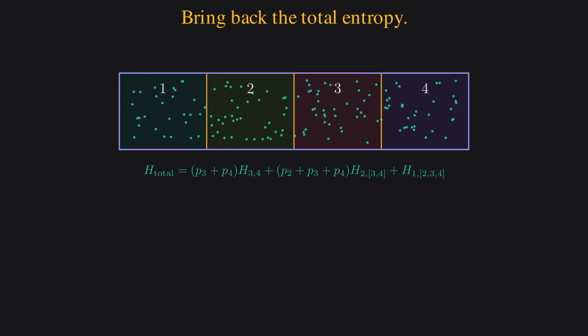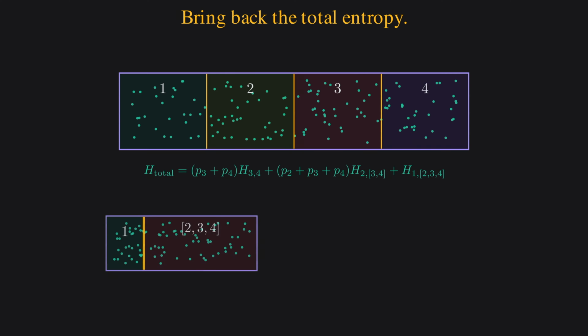But what is its relationship with one of the earlier examples we saw? So let's bring in an example, say a quarter and 3/4 partition. This corresponds to the merging of region 1 and regions 2, 3, 4 combined. So see, this particular entropy only accounts for one of the terms of the total entropy.